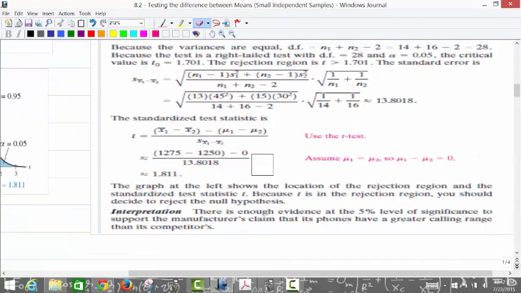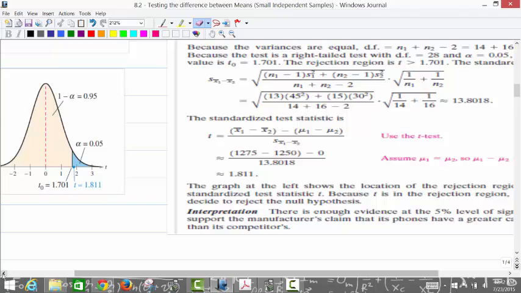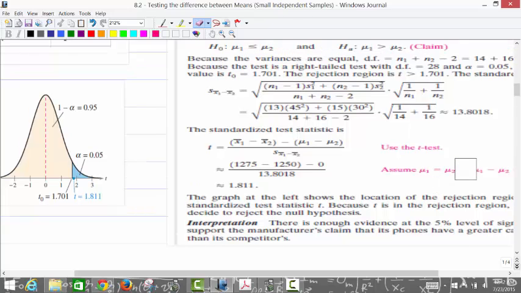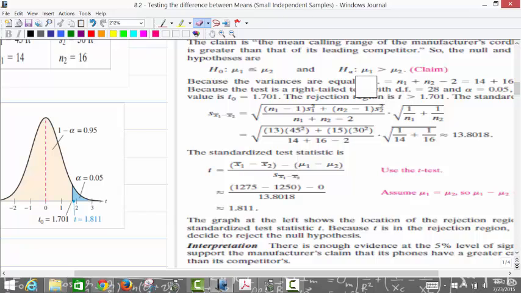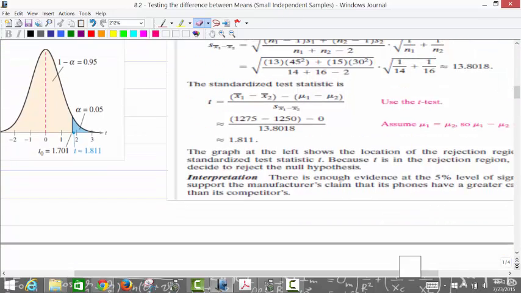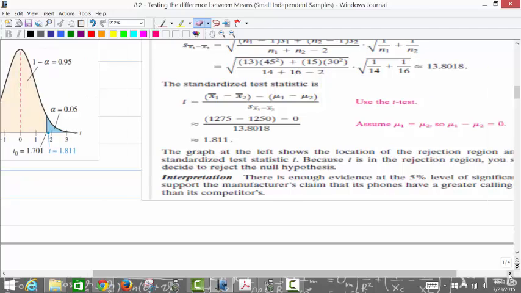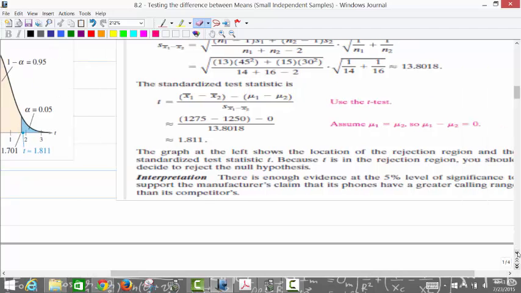Therefore, we would say that 1.811, since that's greater than 1.701, we would reject the null hypothesis and we would support the claim that the manufacturer's cordless range is greater than its competitor. All right, so that's all there is to it here.